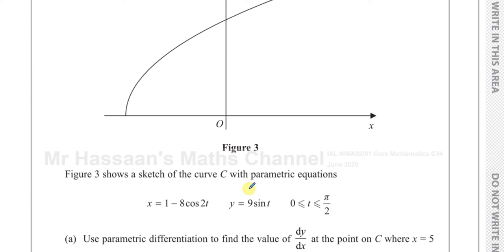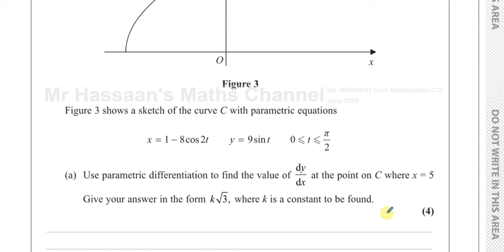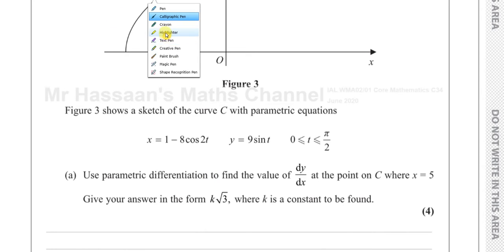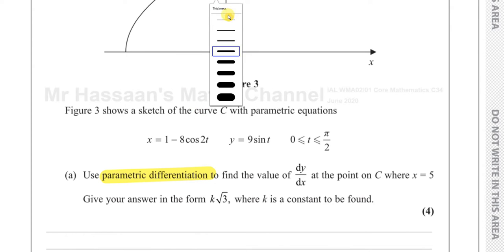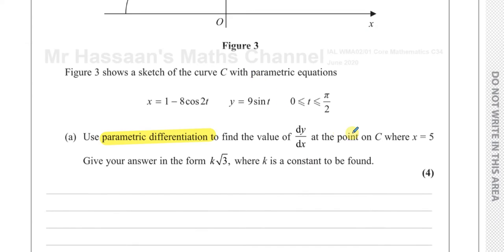Then it says use parametric differentiation to find the value of dy dx at the point on C where x equals 5. They very clearly say use parametric differentiation because it is possible for us to change this into Cartesian form and then differentiate it. In fact, part B tells you to change it into Cartesian form. However, they very clearly state use parametric differentiation. So here we don't really have that choice. We have to use parametric differentiation.